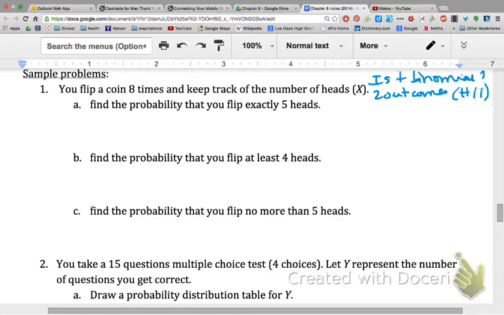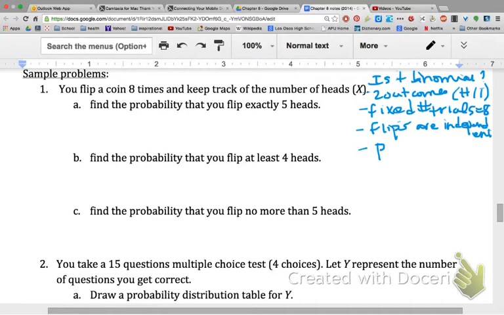Then I have to check, is there a fixed number of trials? And the answer is yes. I'm flipping 8 times. Are coin flips independent? Yes. What I get on one doesn't affect the next. And is the probability of success, in this case heads, fixed? And the answer is yes. It's 0.5.